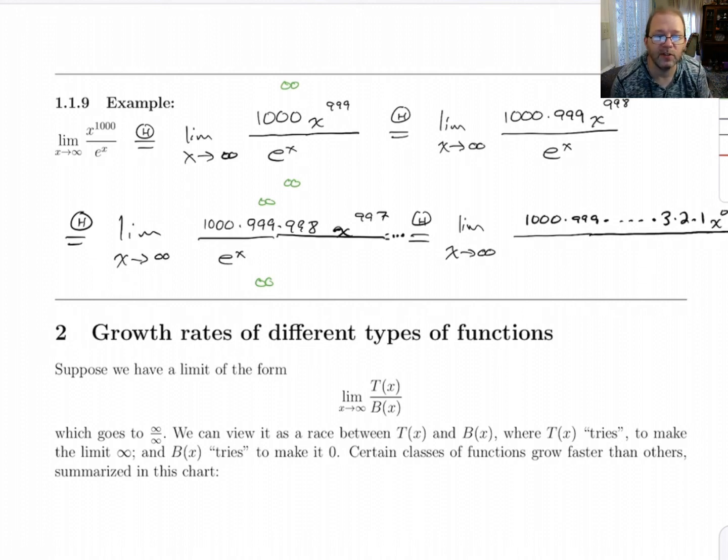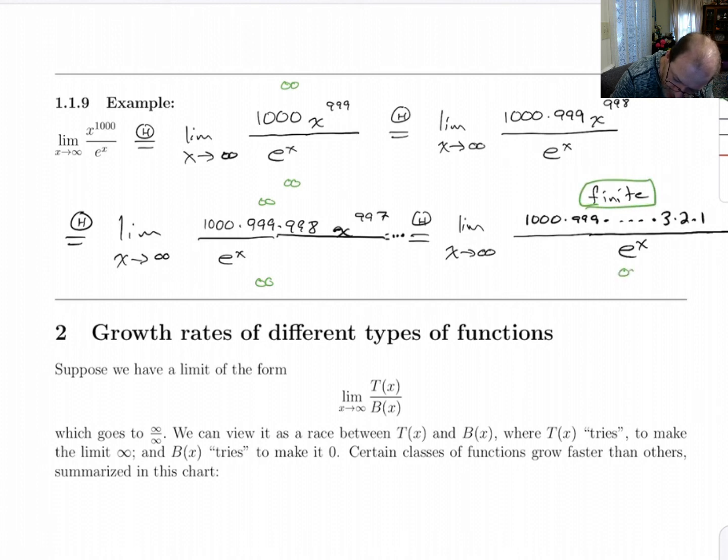So we'd have x to the 0, we'd have all that, and we'd still just have e to the x down here. And I'm going to erase that x to the 0 because x to the 0 is just 1. And so we'd eventually get this. And the top is a finite number, although it is massive. It's a finite number, and the bottom is infinity. So finite number over infinity. So this is going to be 0.